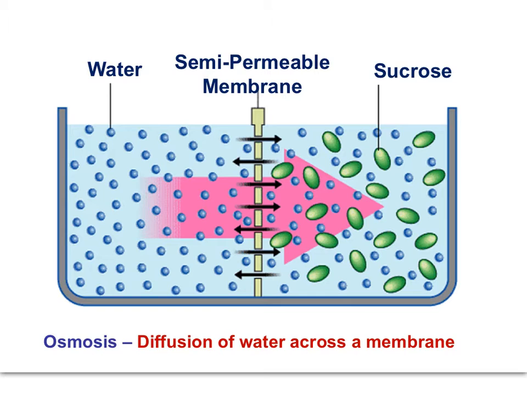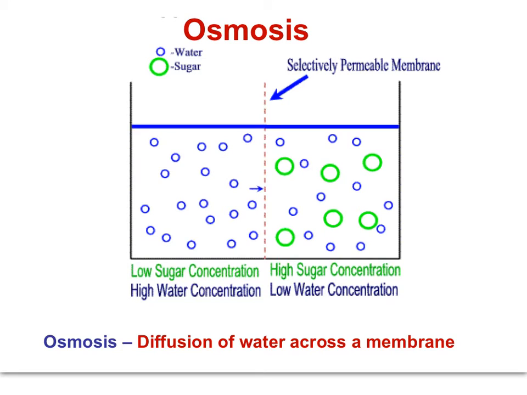Now, water molecules, like all molecules above 0 degrees Kelvin, are in motion, and as such, water will move back and forth. But net diffusion of water will occur from left to right. Notice this pink arrow, from a region of high water to a region of low water. Osmosis occurs from the left solution to the right solution. Again, in this diagram, we can see osmosis as water diffuses from the left solution through a membrane to the right solution, from regions of high water to regions of low water.